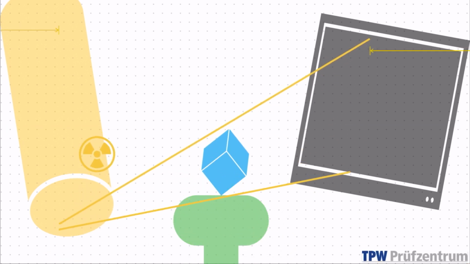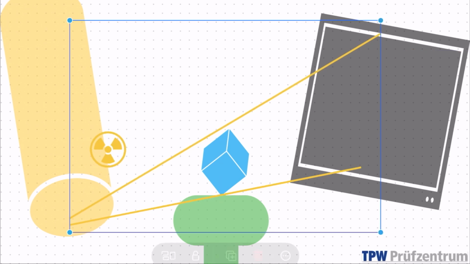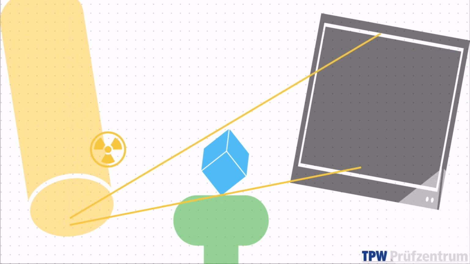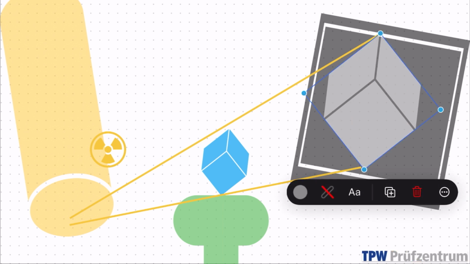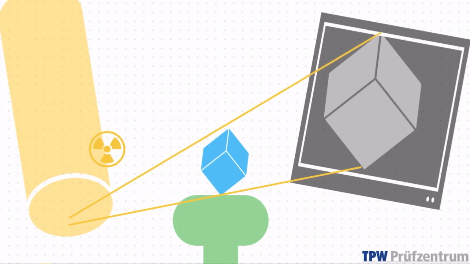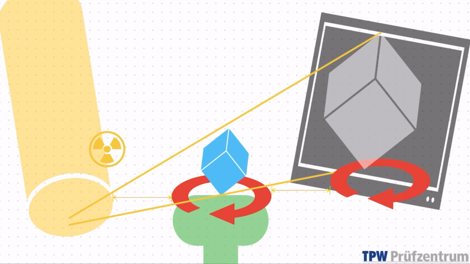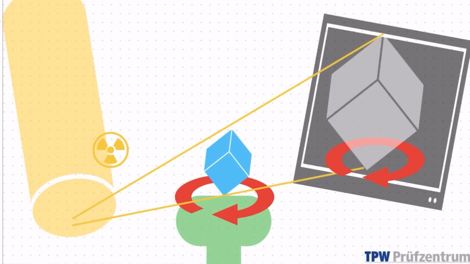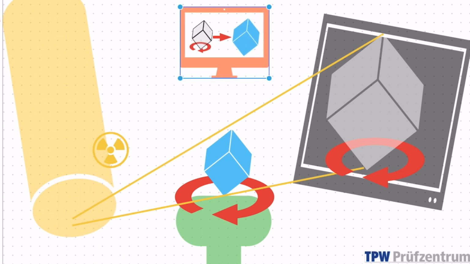Next, we turn the X-ray source on. This results in having an X-ray image of the cube projected onto the detector. The sample positioning stage with the sample is then rotated, which results in X-ray images of a rotating sample. The CT volumetric dataset, kind of like what I showed at the beginning of the video, is then being reconstructed based on these X-ray images of the rotating sample.